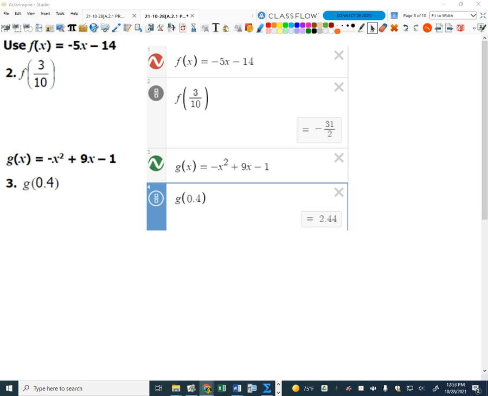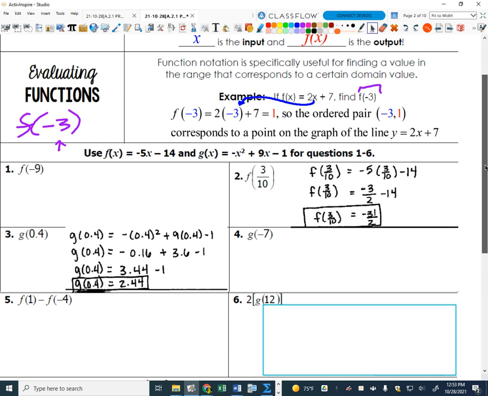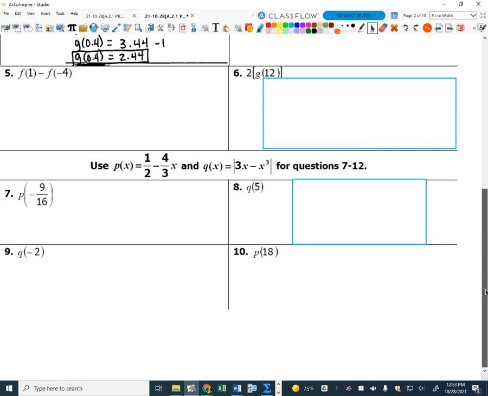Okay, we're good with that? Okay, we're going to have a little race now. We're having a little Desmos race. Okay. Number 7, go. When you're done, write the answer on your whiteboard and hold it up.